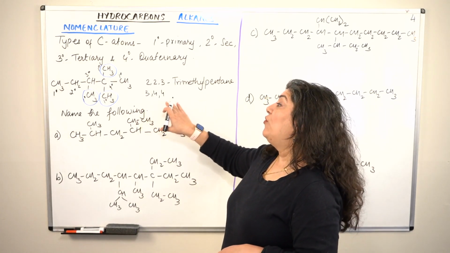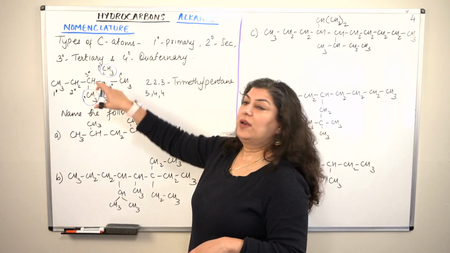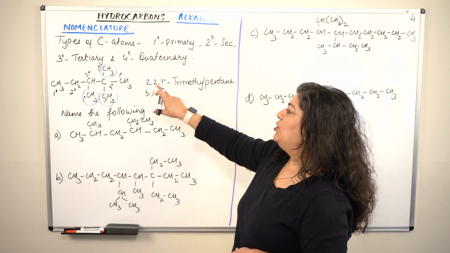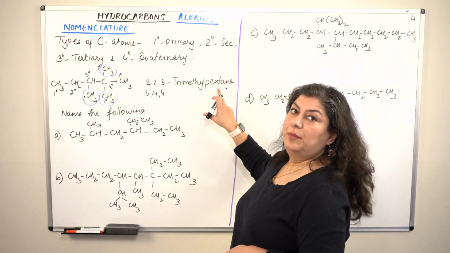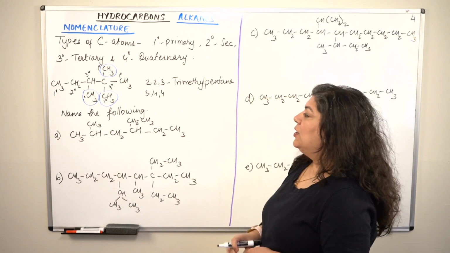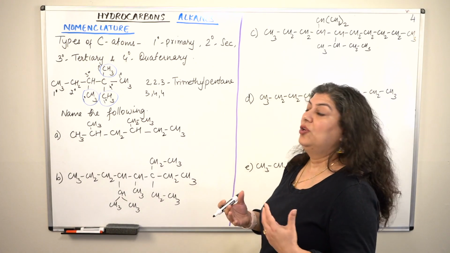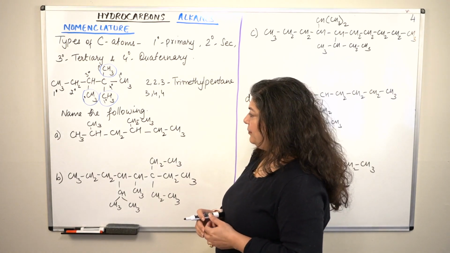And not 3,4,4. And why tri? Because all the substituents are methyl groups. So it will be 2,2,3 trimethyl pentane. The root hydrocarbon was pentane. So let us now name some of these compounds and revise our rules of nomenclature.